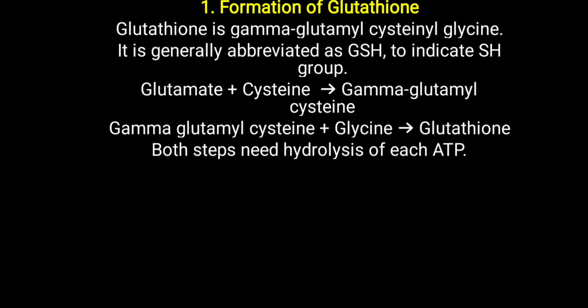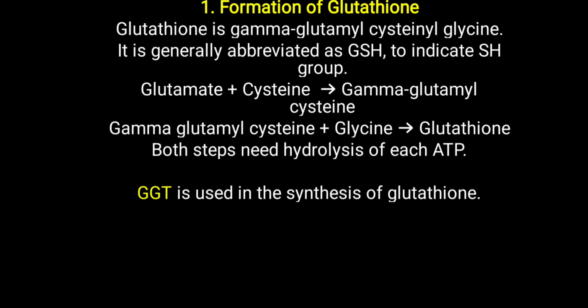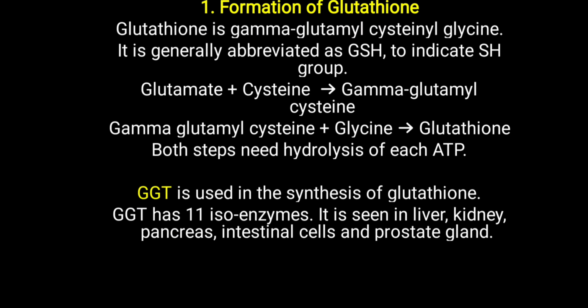Now during both these reactions, ATP is needed. So both steps need hydrolysis of one ATP each. Further, you have to remember that gamma glutamyl transferase, GGT, is an important enzyme which is mostly present in the liver, and is utilized in the synthesis of glutathione. GGT has 11 different isoenzymes, which are seen particularly in the liver. Apart from the liver, it is also present in the kidney, pancreas, intestinal cells and prostate gland. GGT is also an important marker for alcoholic damage of the liver. So GGT is also utilized in clinical practice for various diagnostic purposes.